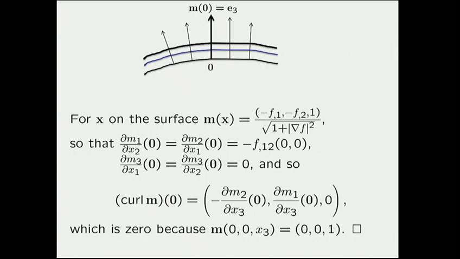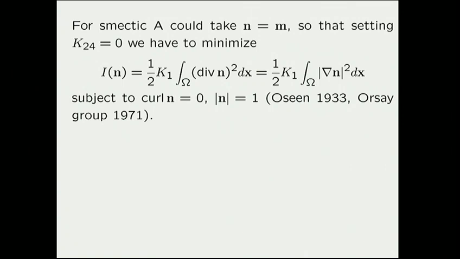Well, if the curl is 0 and you've got smectic A, that means that n is m, so the curl of n is 0. Okay. So if we ignore the saddle-splay term, or put K24 equals 0, whichever you want to say, all the terms involving curl n vanish, and the only term you've got left is div n squared. And that's equal to gradient of n squared under the hypothesis, that's a little bit of a lie, actually. It's true, provided the saddle-splay term is 0. Okay, and then you have to minimize this subject to curl n is 0 and n is a unit vector.